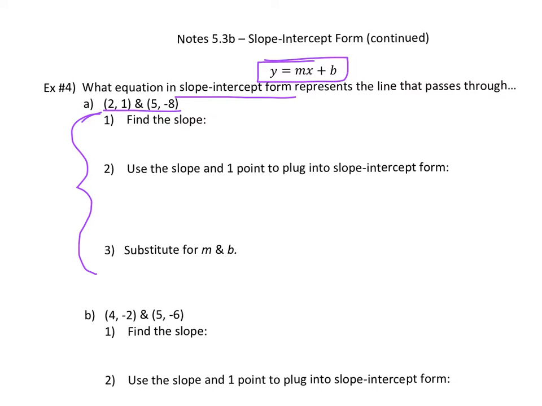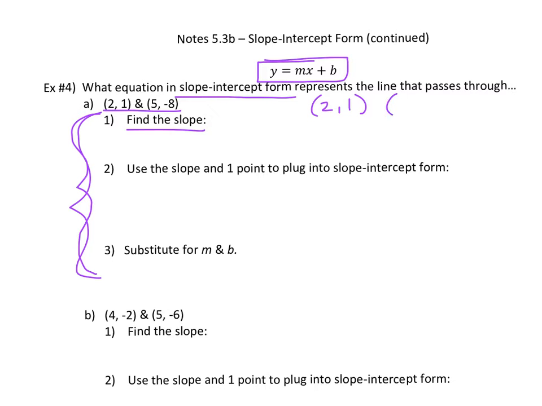But just know that in the homework, they're not gonna do this, so you might wanna have your notes in front of you and think, okay, well, first I need to find the slope, then I need to use the slope and a point to plug it into slope-intercept form, and then I need to substitute my m and my b, okay? Okay, so if we are working with, I'm just gonna rewrite those points right here.